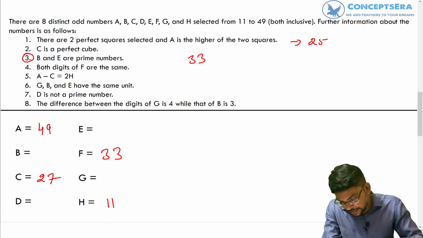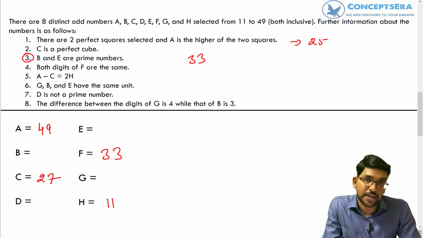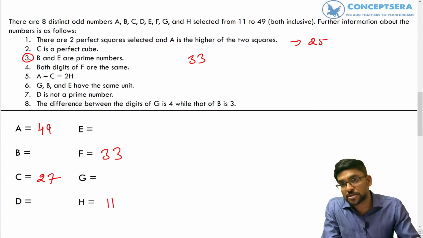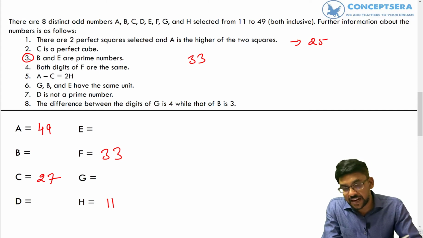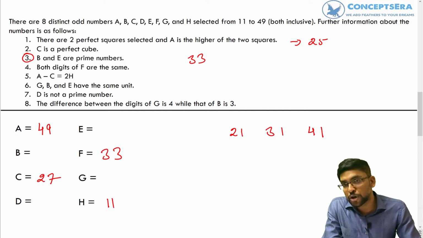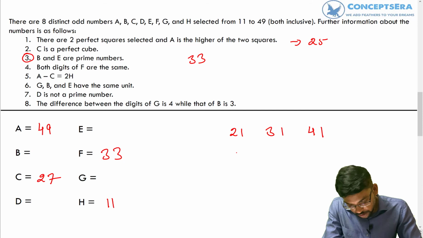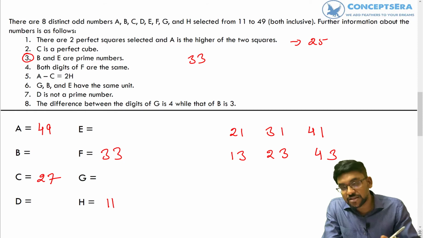Let's move further and see. In the 6th piece of information, they are saying G, B, E have the same unit digit. So all these 3 numbers have the same unit digit and all these numbers are odd. So we can decode what kind of numbers they will be. If the number is ending with 1, we can look for 21, 31 and 41 because 11 is not possible here; 11 is represented by H. Similarly, we can look for 13, 23 and 43. I cannot take 33 here because 33 is represented by F.